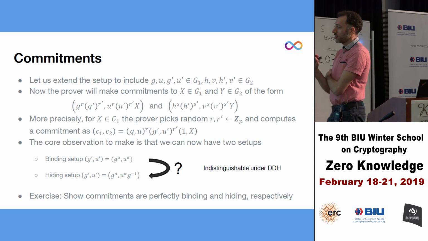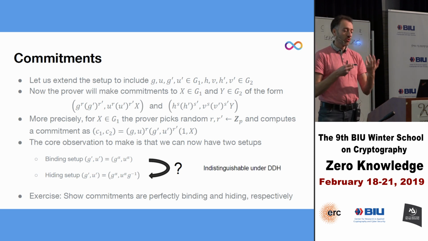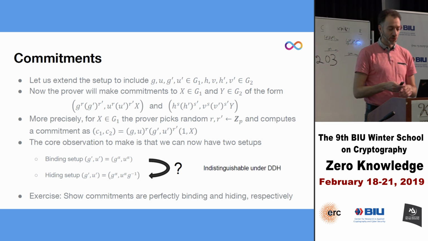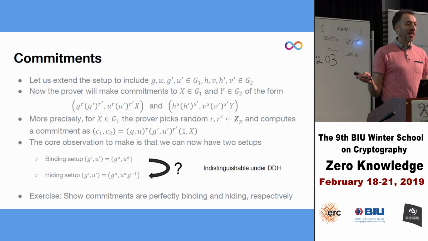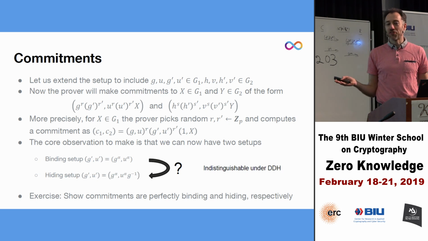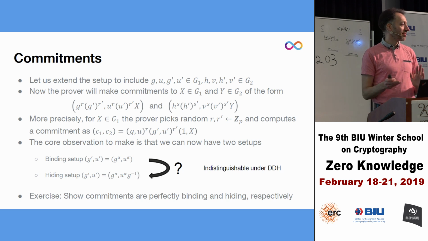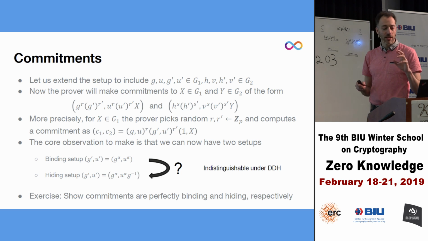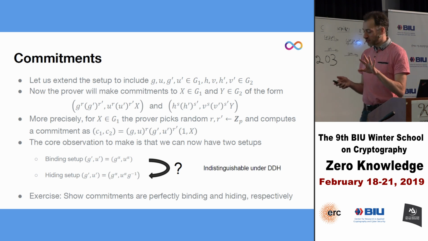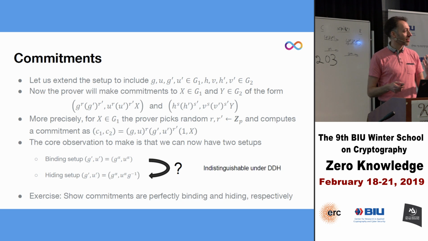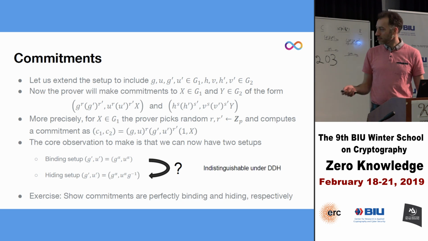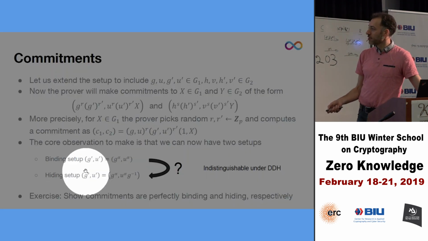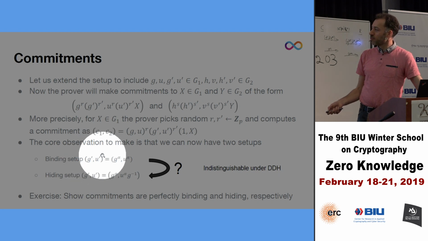Okay, so the interesting thing is that now we can actually have 2 types of setups. Before we would always have an Elgamal public key, and there's no way about it. It is going to be an Elgamal public key no matter what. But now we can have 2 different setups that have a different nature, and this is the binding versus hiding setup. So in a binding setup, we'll pick G prime and U prime as a re-randomization of G and U.